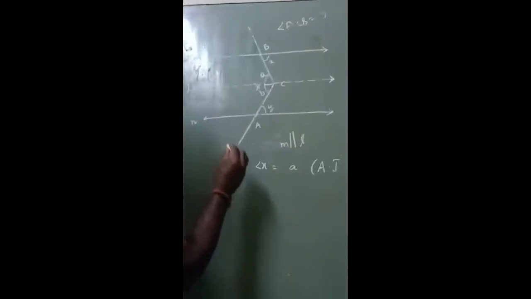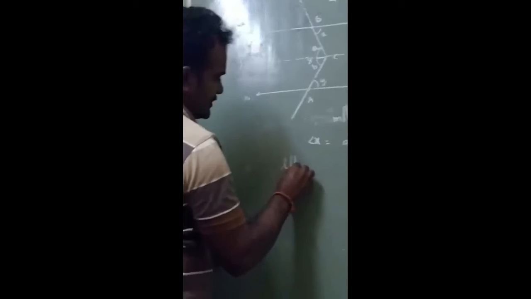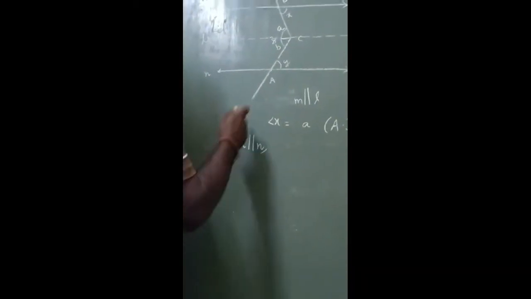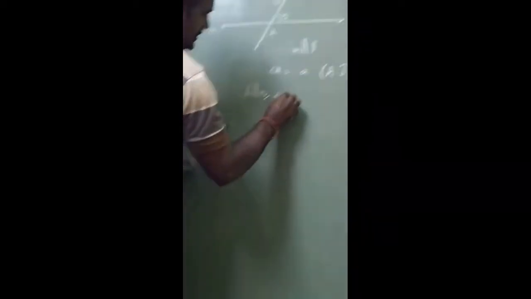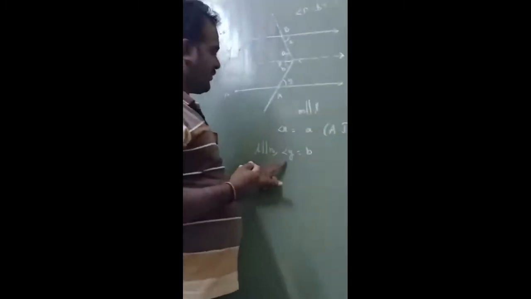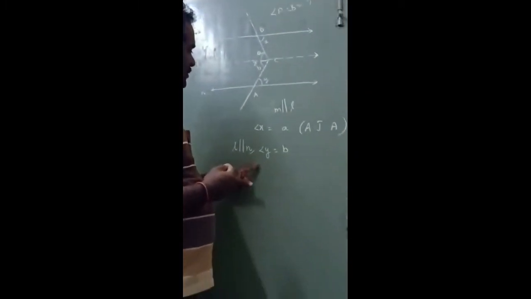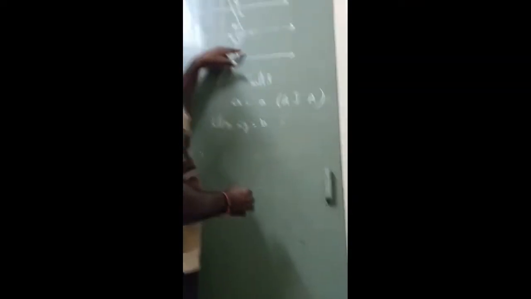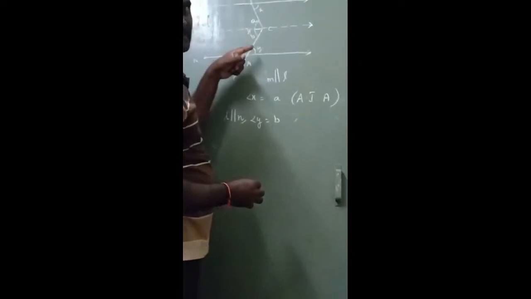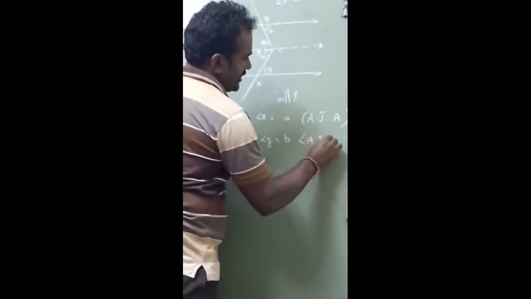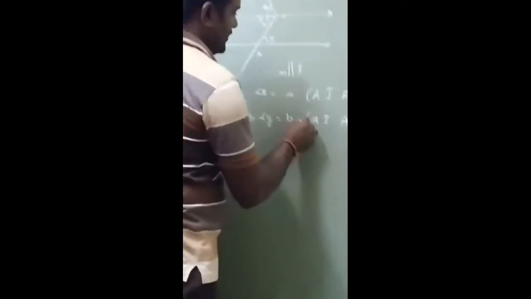Next, L is parallel to N. Here B is equal to Y. Angle Y is equal to B. This is also both interior and alternate angles. So alternate angles are equal. That is alternate interior angles.